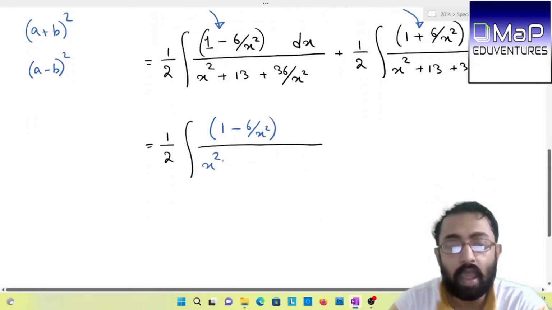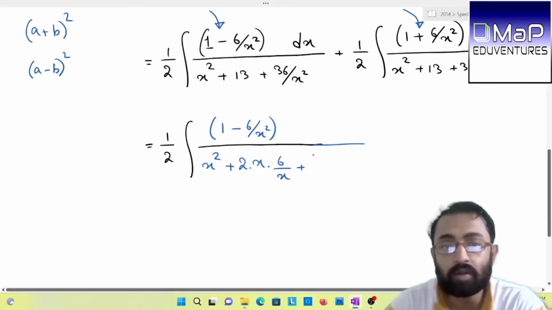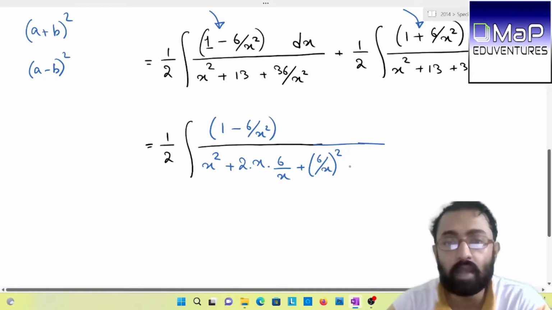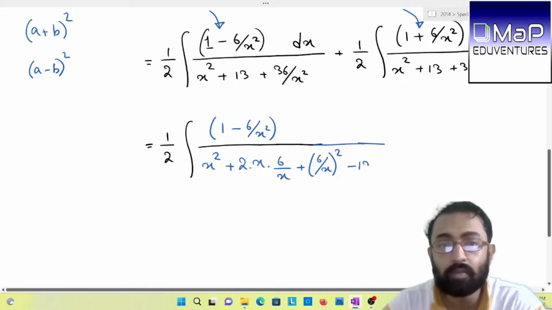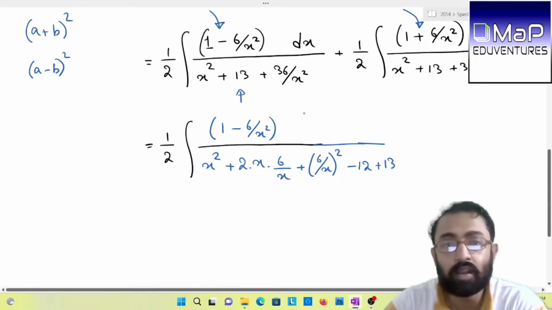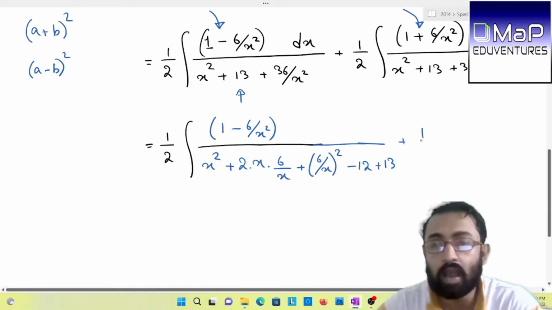and in the denominator we will write x² + 2 times x into 6/x. Now you have to form here 6/x, because now we will write here 6/x². Alright, so I hope you are getting the point. Now if you look here, we have a 12 which you have to subtract. So minus 12, and we had a 13 beforehand, so plus 13, plus half of.